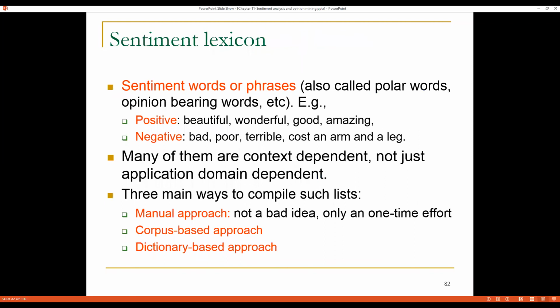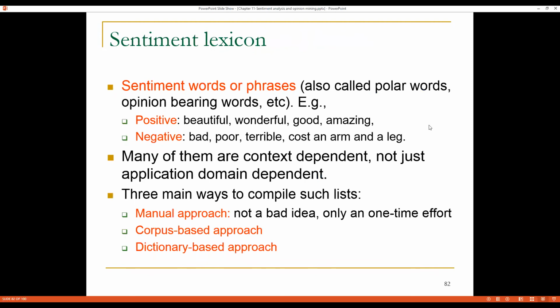Sentiment words or phrases are also called polar words, opinion-bearing words, etc. Positive ones are beautiful, wonderful, good, amazing. Negative ones are bad, poor, terrible, cost an arm and a leg. Many of them are context dependent, not just application domain dependent.